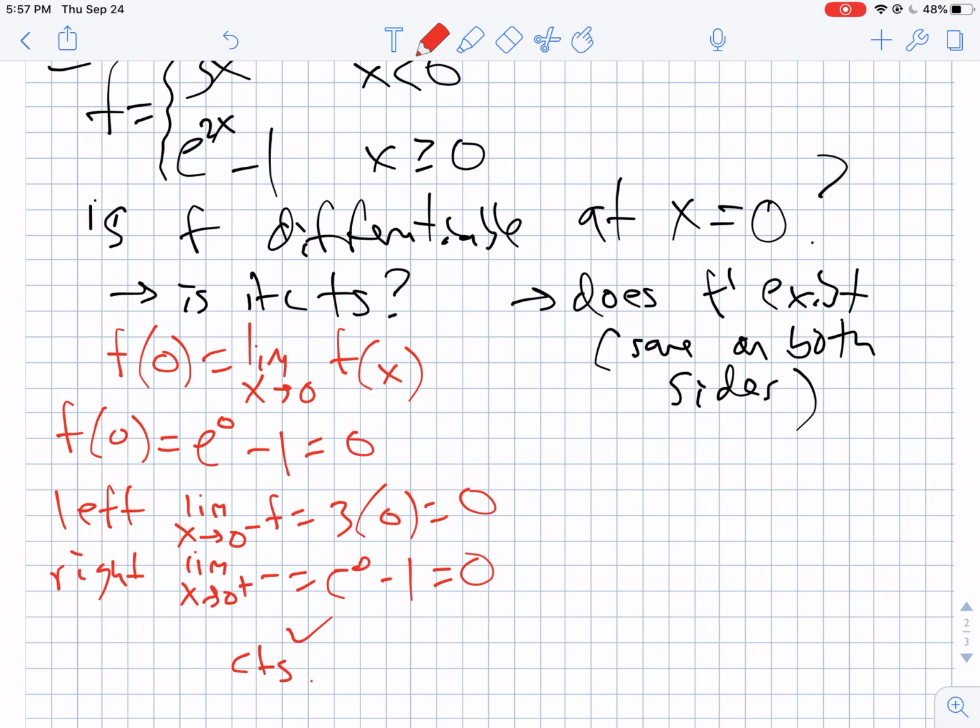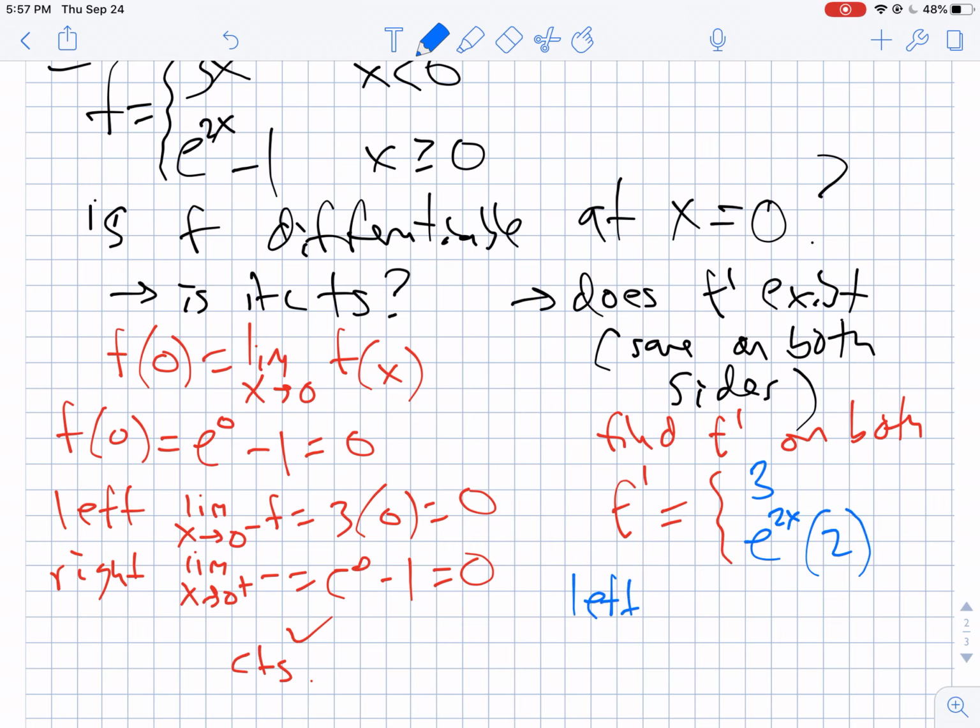Now when we want to check, does f prime exist? Is f prime the same on both sides? I'm going to find f prime on both sides. So I'm going to find the derivative of each of these. The derivative of 3x is 3. The derivative of e to the 2x is e to the 2x times 2. So from the left side, if we take the limit as x approaches 0 from the left side of f prime, we just get 3.